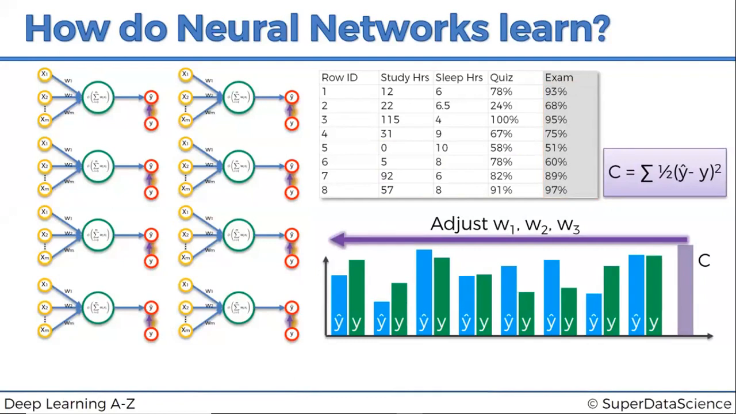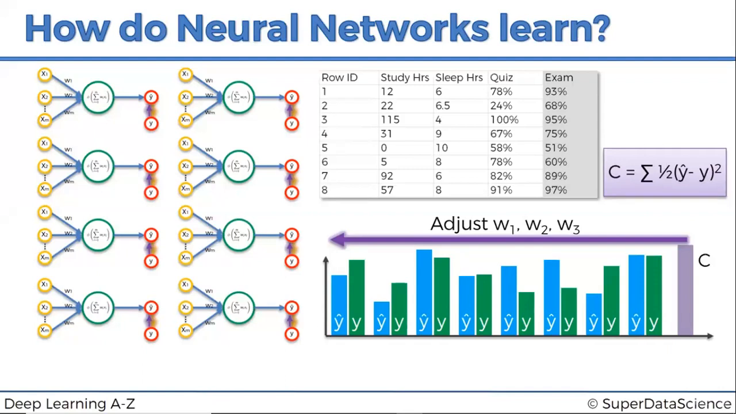And the important thing to remember here is that all of these perceptrons, all of these neural networks, is actually one neural network. So there's not 8 of them, there's just one. And when we update the weights, we're going to update the weights in that one neural network. So the weights are going to be the same for all of the rows. It's not the case that every row has its own weights. No, all of the rows share the weights. And so that's why we looked at the cost function, which is the sum of the squared differences. And then we updated the weights.